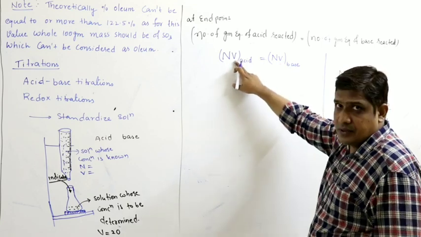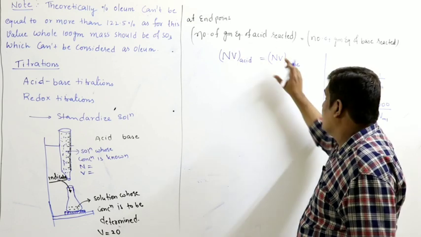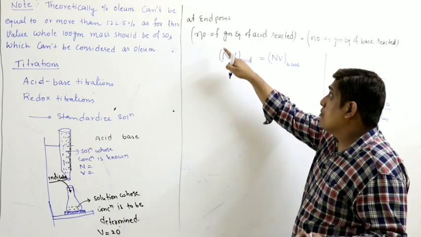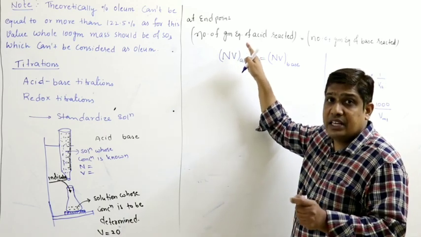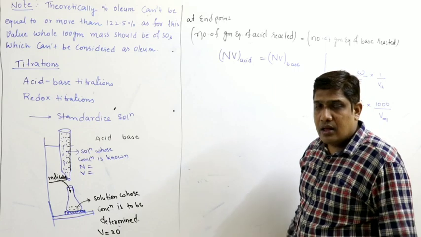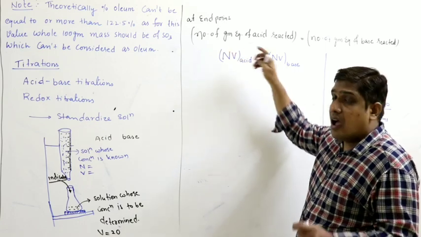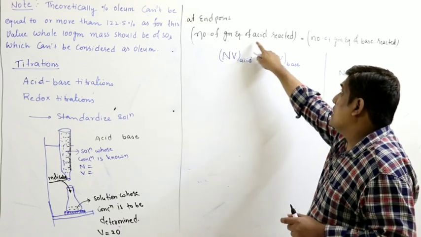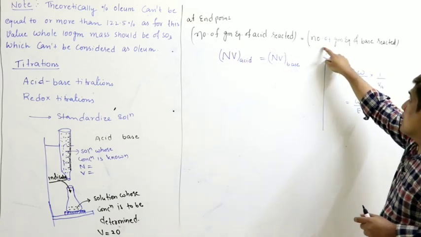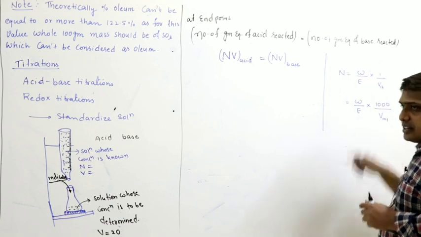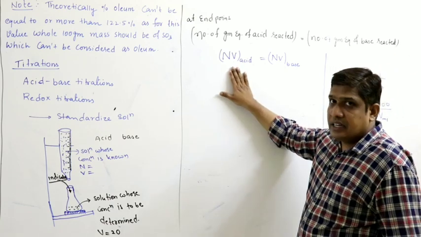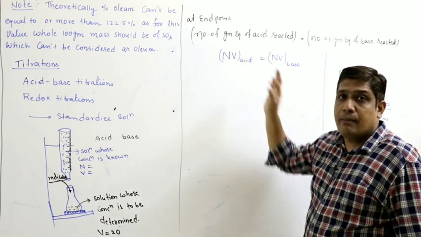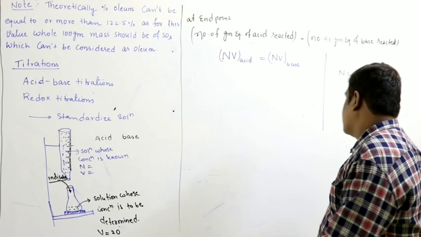If this is in liters, it is number of gram equivalents. If they are in ml, then you have to say number of milligram equivalents. If volume is in ml, then you have to pronounce it as number of milligram equivalents. Number of milligram equivalents of acid reactant must be equal to number of milligram equivalents of base reactant. Once again, if volume is in liters, then we use gram equivalents. If volume is in ml, then you use milligram equivalents.